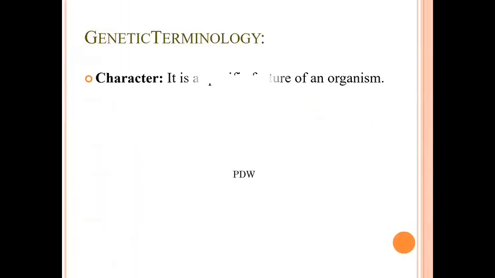First genetic terminology is character. Character is a specific feature of an organism. For example, height of stem. Students, in the last part we have studied the characters shown by pea plant, 7 contrasting characters. In that we have studied height of stem, then the color of flower, position of flower on the pea plant, shape of the seed, color of the seed, and so on. These are called characters.